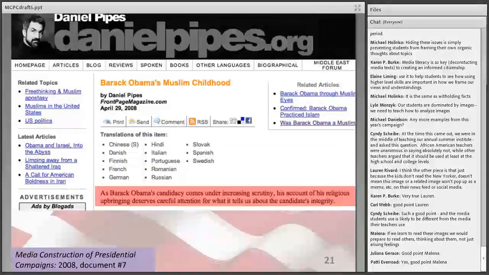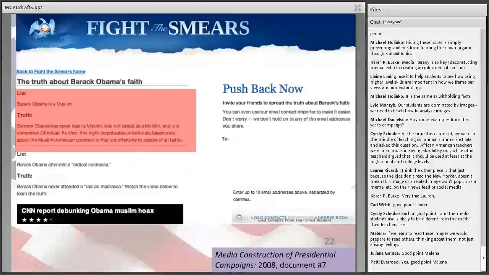This is from a blog, danielpipes.org, titled Barack Obama's Muslim Childhood. As Barack Obama's candidacy comes under increasing scrutiny, his account of his religious upbringing deserves careful attention for what it tells us about the candidate's integrity.